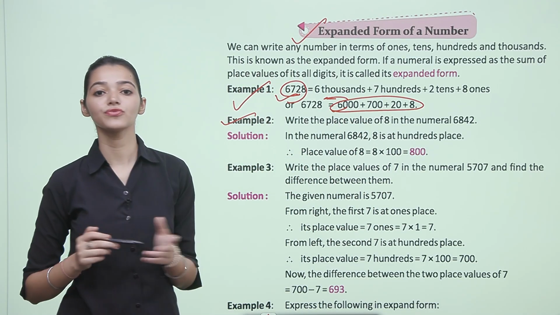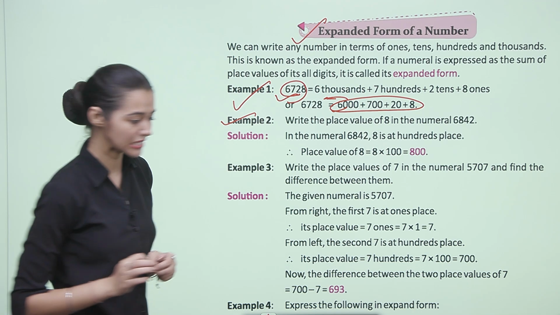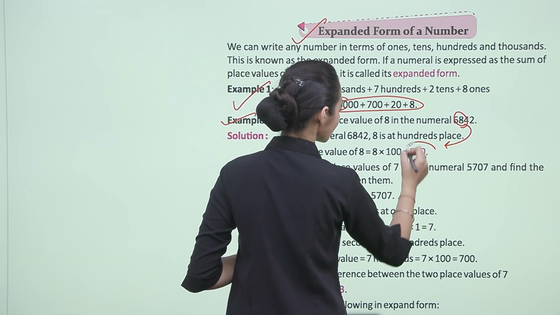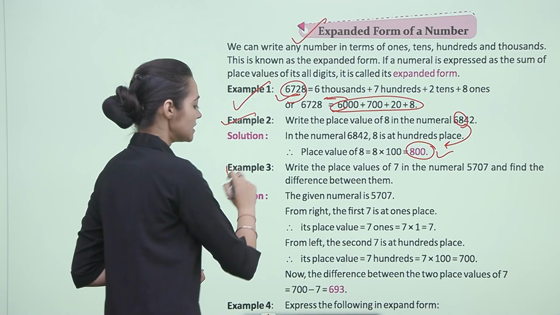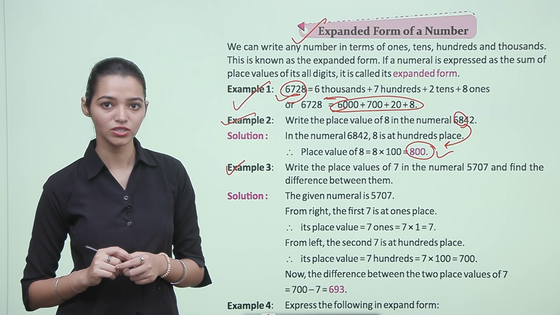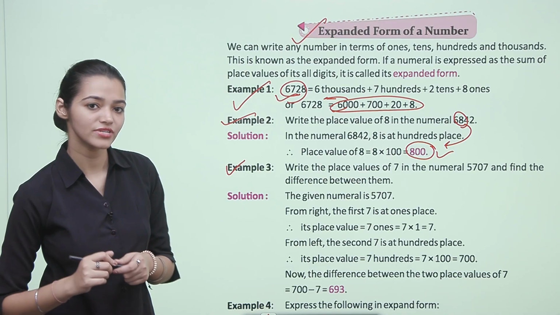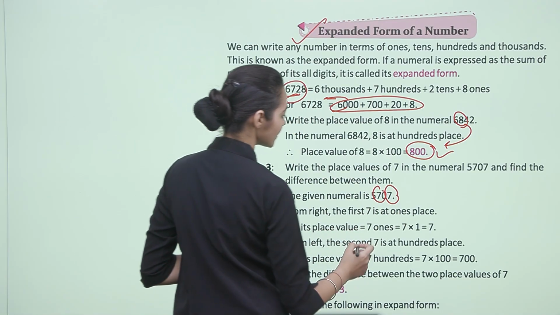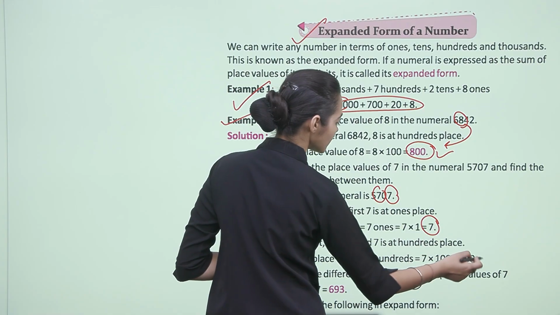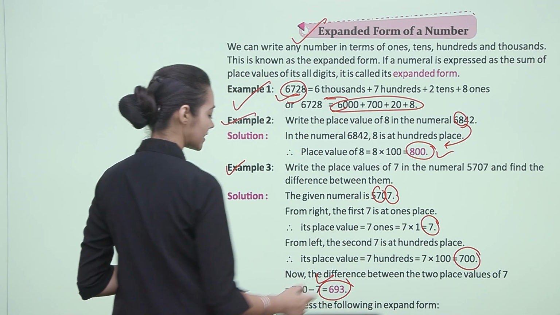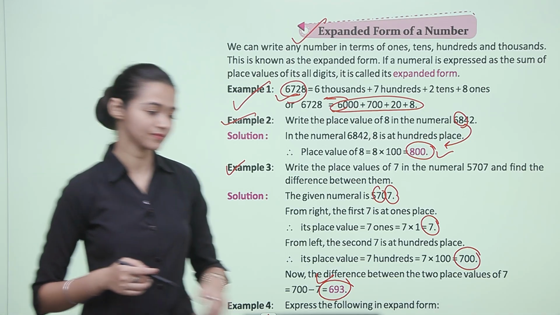Similarly, in example number 2, we have to find the place value of 8 in the numeral. So where is the 8? Here is the 8. So 8 into 100, that is 800, is the place value. Similarly, in example number 3, we have to find the place value of 7 in the numeral, and then find the difference between them. So here is 7, and again 7 is here. One place value is 7 and another place value is 700, and when we find the difference, it will be 693.